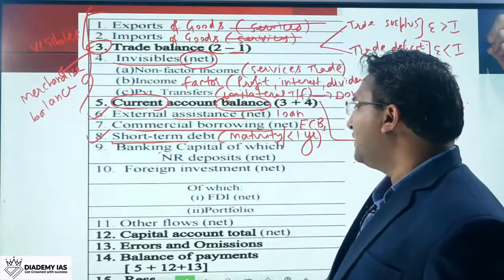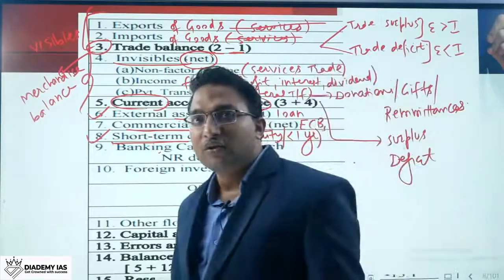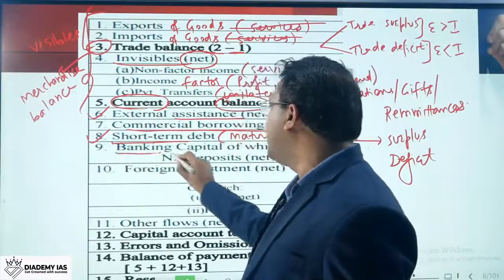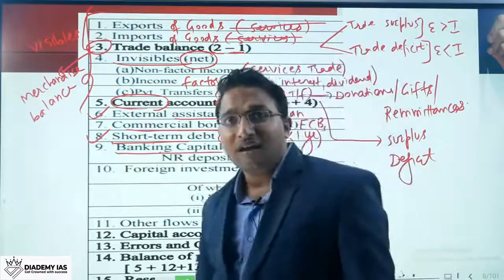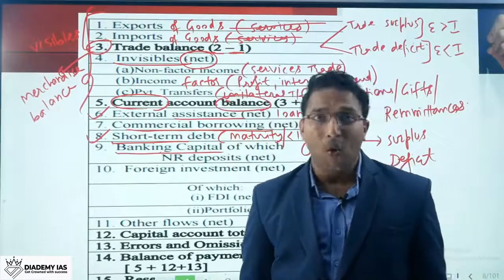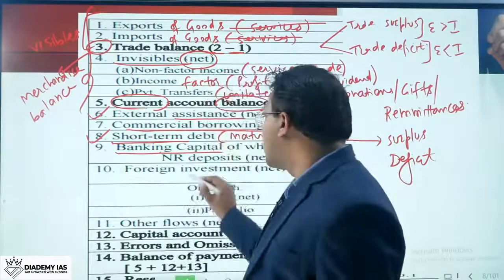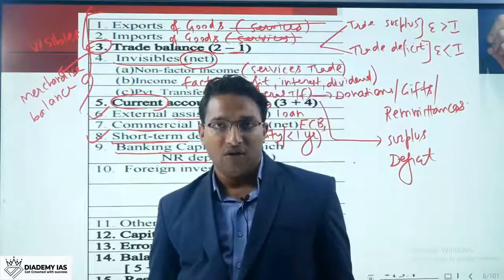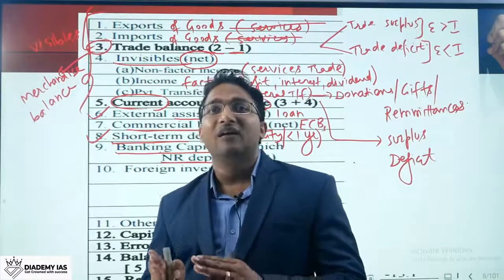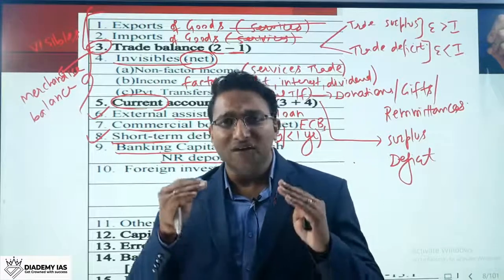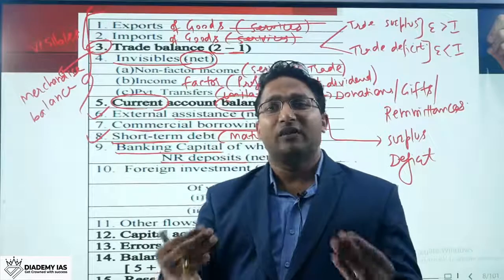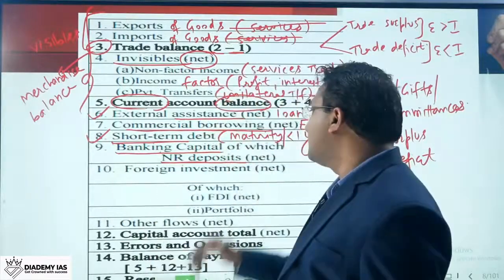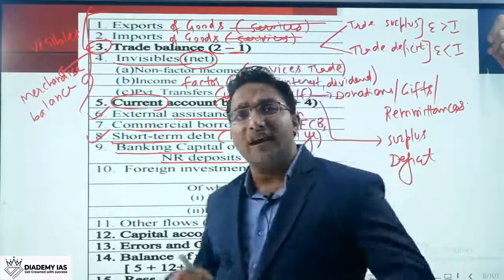Now, coming to the next item, that is banking capital. Some of the amount is coming through the bank also. There are a lot of non-resident Indians who are depositing money into India. So this is called non-resident deposit. They are opening different types of accounts. We will discuss NRI banking in the next session. But here you just understand that they are depositing their money into India, right? So that money comes in this form, and they can also take out their money.